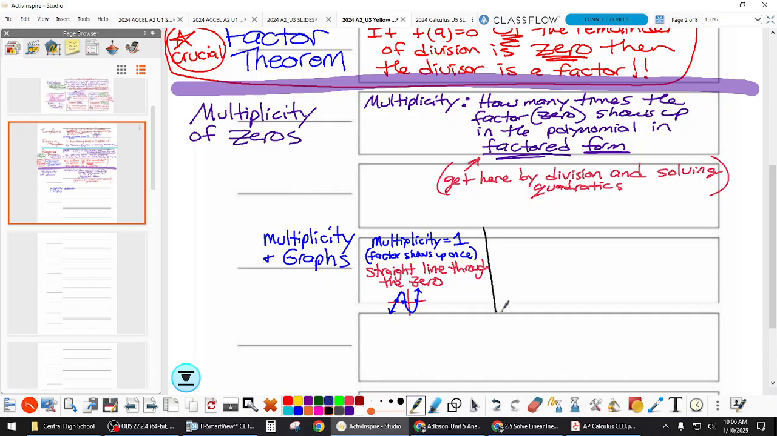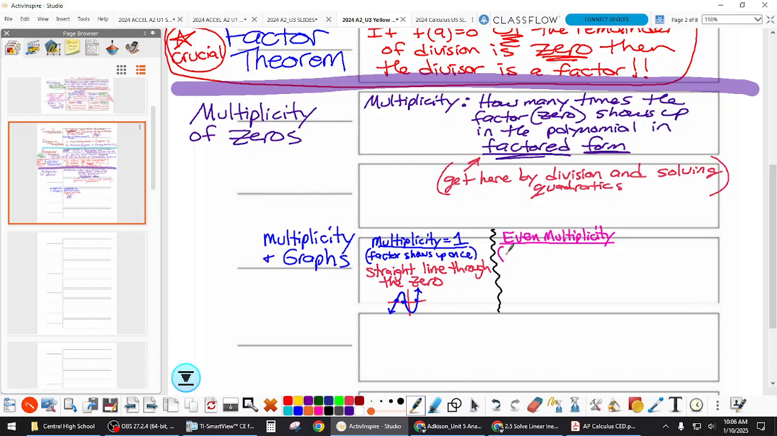Any questions on that? All right, let's do multiplicity, this time just even multiplicity. So 2, 4, 6. Do you want me to write "factor shows up twice," or are you good with what it means? Now, can you interpret it from this one? Write it if you want to.